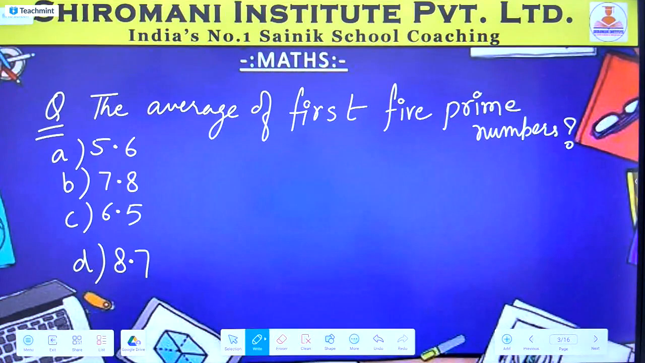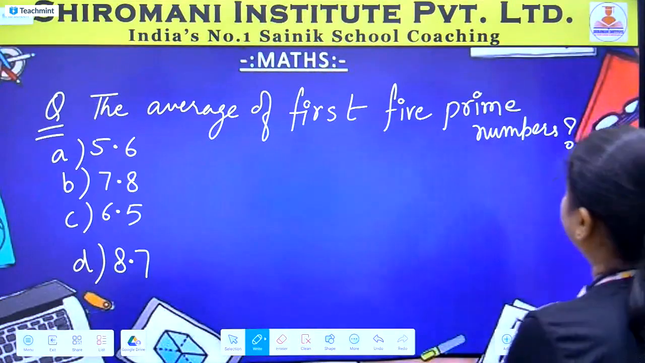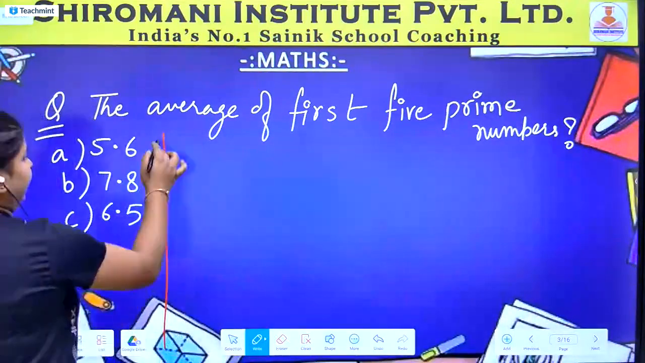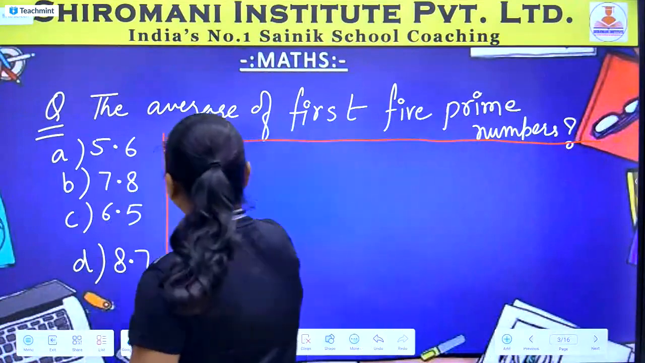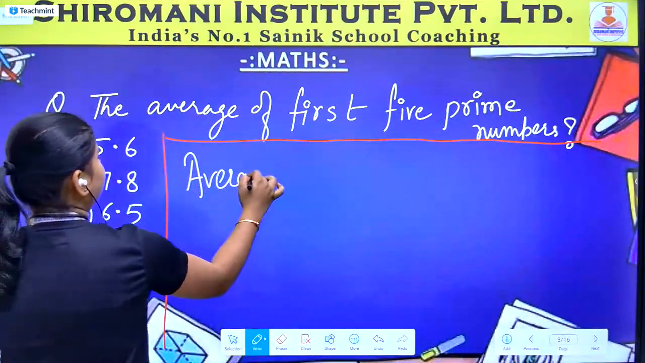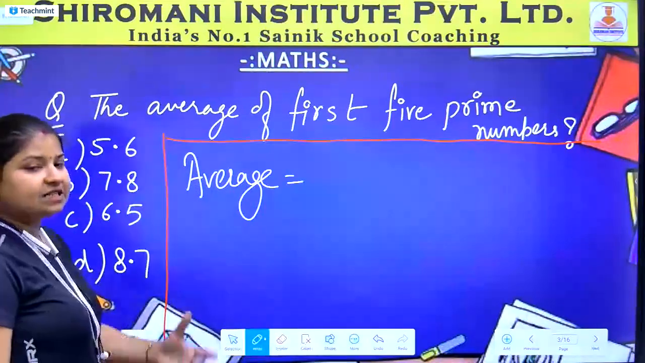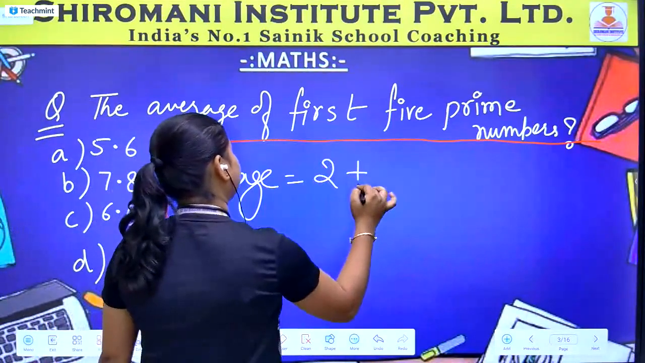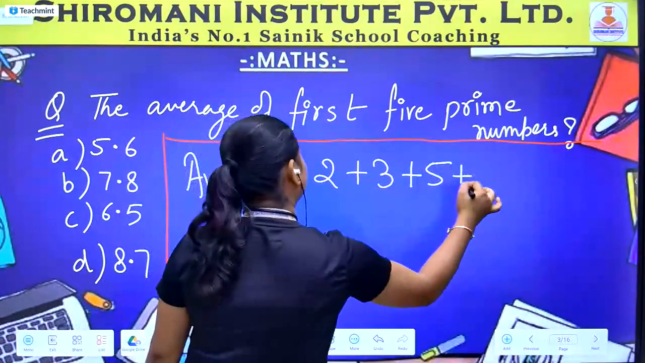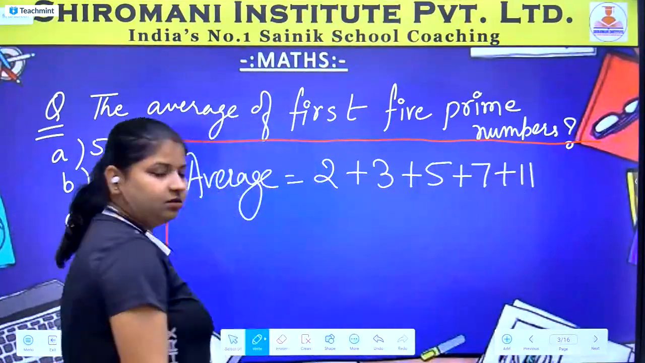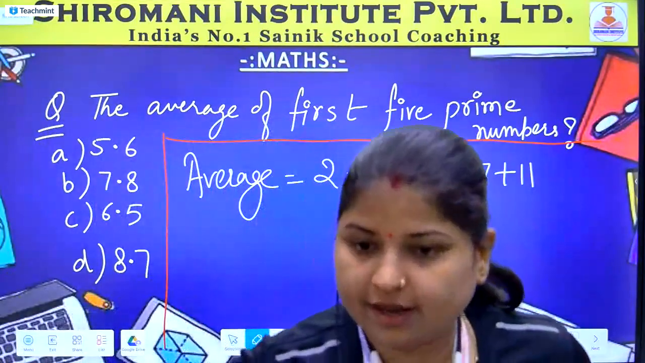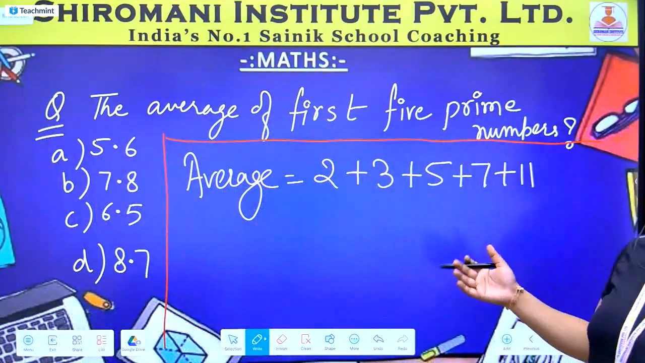Charan, Harshit, Shubha. Very good, beta. First three to answer me. Okay, let's see how we did it. The average of the first five prime numbers is being asked. Average is sum of observations by total number of observations. The first five prime numbers are 2, 3, 5, 7, and 11.